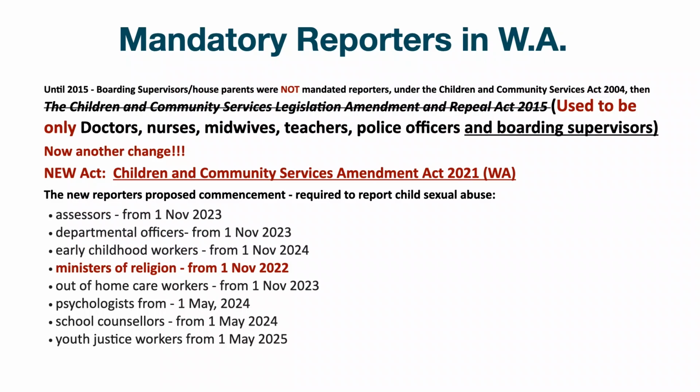So in 2022, ministers of religion were added to the list. In 2023, by November this year, there will be assessors, departmental officers, and out-of-home care workers. They'll all be added into the list, and next year psychologists, school counsellors and early childhood workers will be added into the mandatory reporting list, and in 2025 youth justice workers as well.